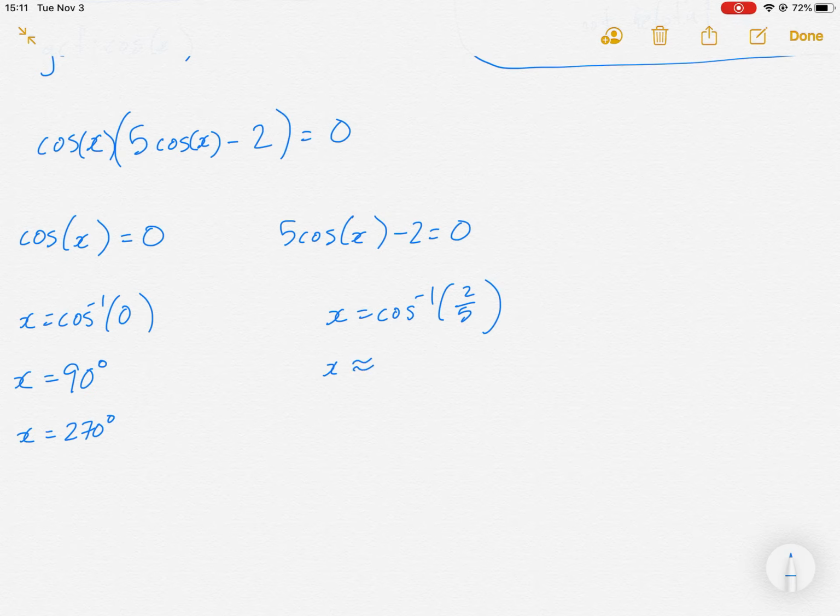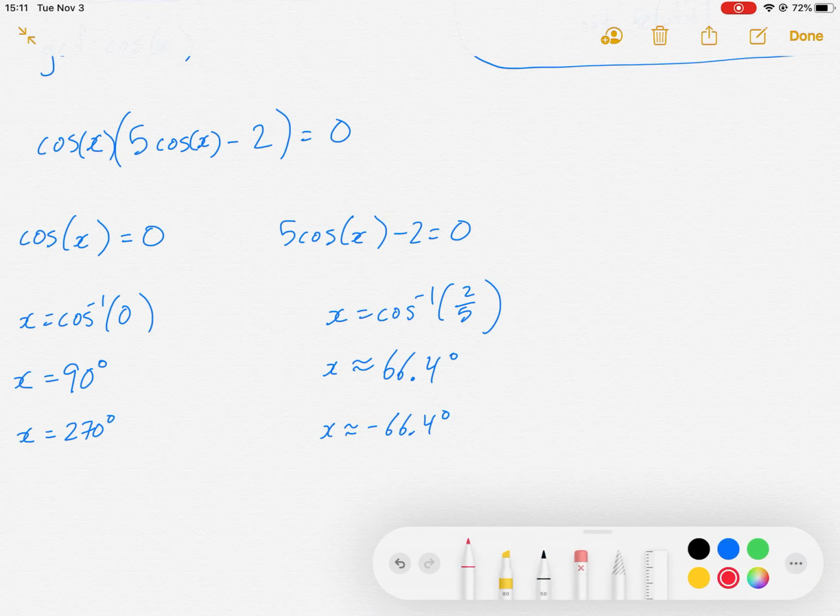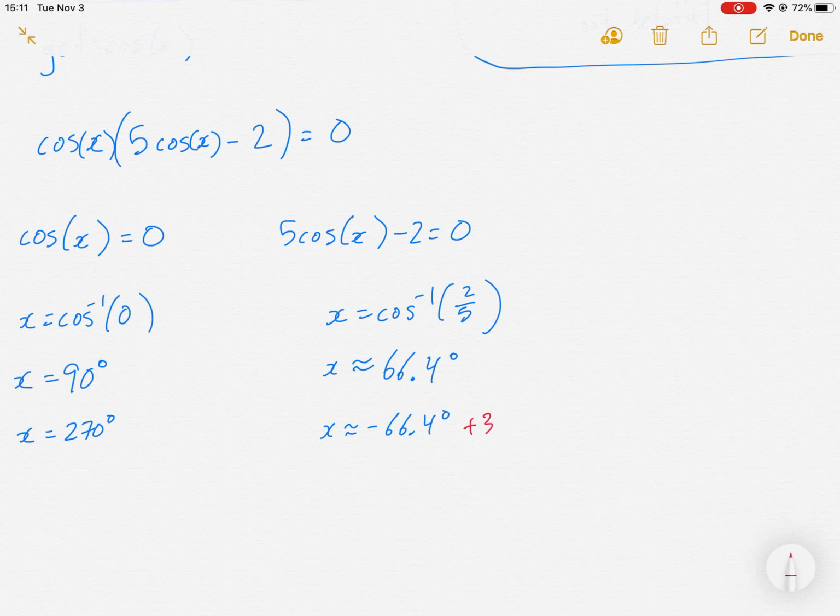So I have cosine inverse of 2/5 gives me 66.4 degrees. And then if you remember the rules, the other one is -66.4. While I'm here, I know I'm going to have to add 360 degrees to that. So I'm actually going to end up with 293.6.